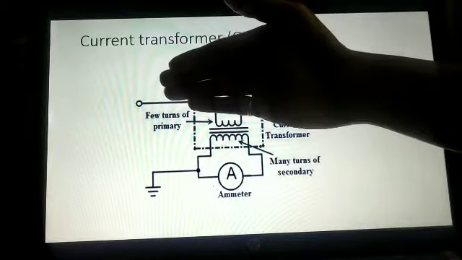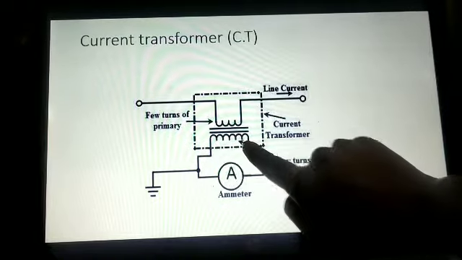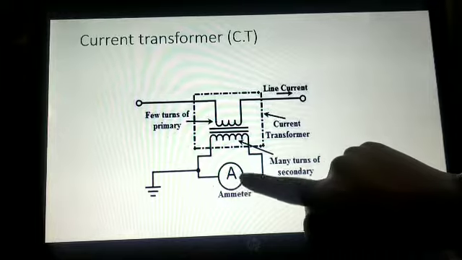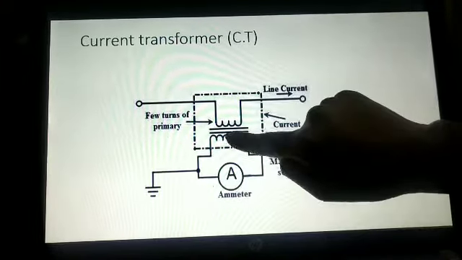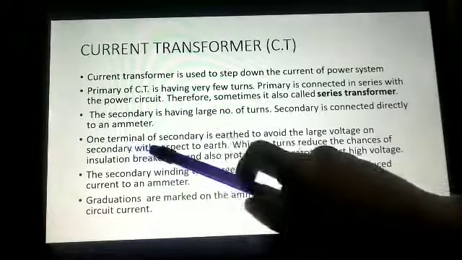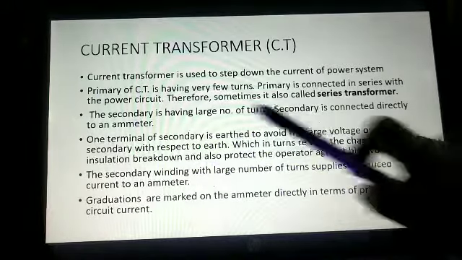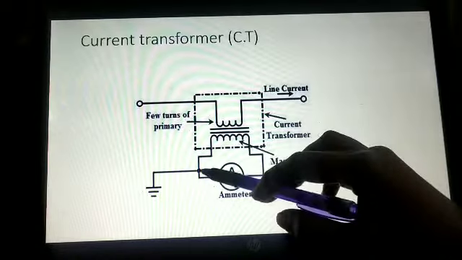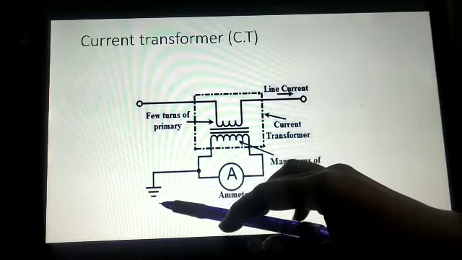Clear with the first point. Now we have written about the primary. Now we will write about the secondary. So in secondary there are many number of turns and it is connected to the ammeter, right? So we are connecting ammeter on the secondary side. Clear with the point? We are connecting ammeter to the secondary. One terminal of secondary is earthed, to avoid the large voltage on the secondary with respect to earth.